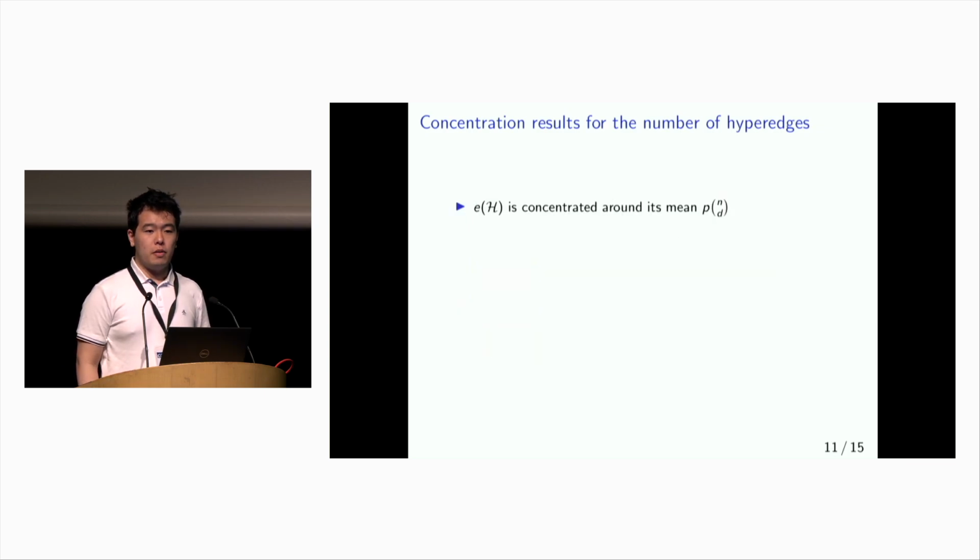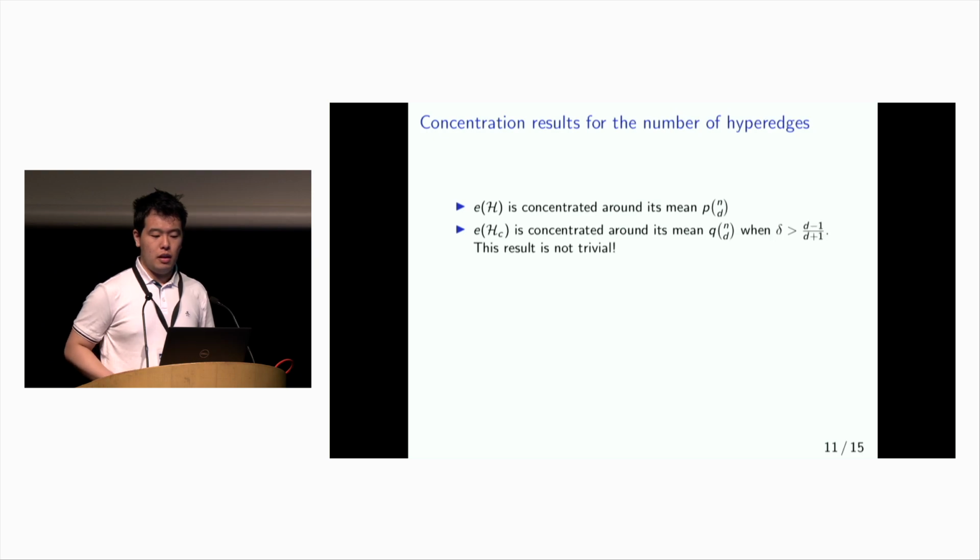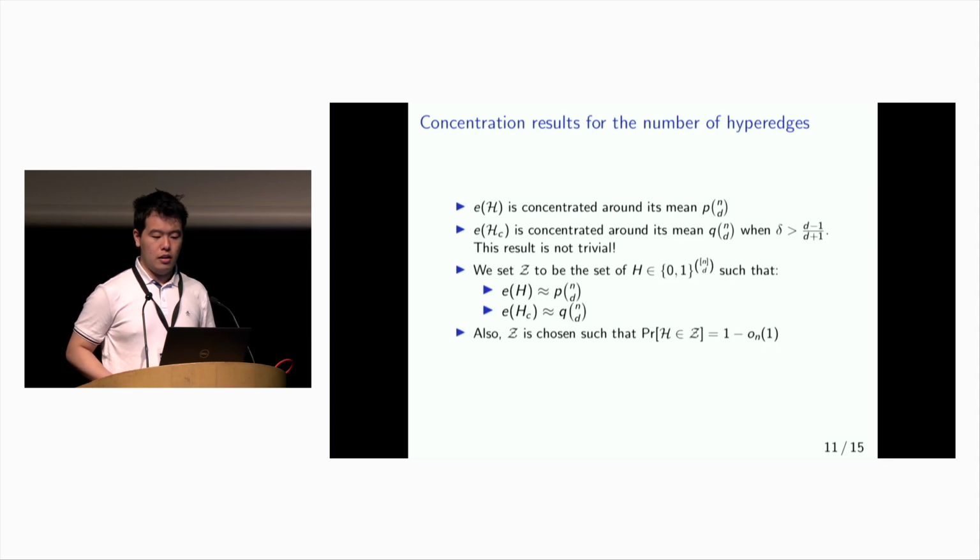The next step for the proof is to observe that the number of hyperedges of H is concentrated around its mean, which is well known. Also, the number of hyperedges of HC is concentrated around its mean when we are above the threshold. This result is not trivial. We set Z to be the set of pre-images H such that the number of its hyperedges is approximately equal to its mean, as well as the number of hyperedges of HC is also approximately equal to its mean. Furthermore, we select Z so that the probability that the pre-image is in Z is approximately equal to 1, which will be important later.